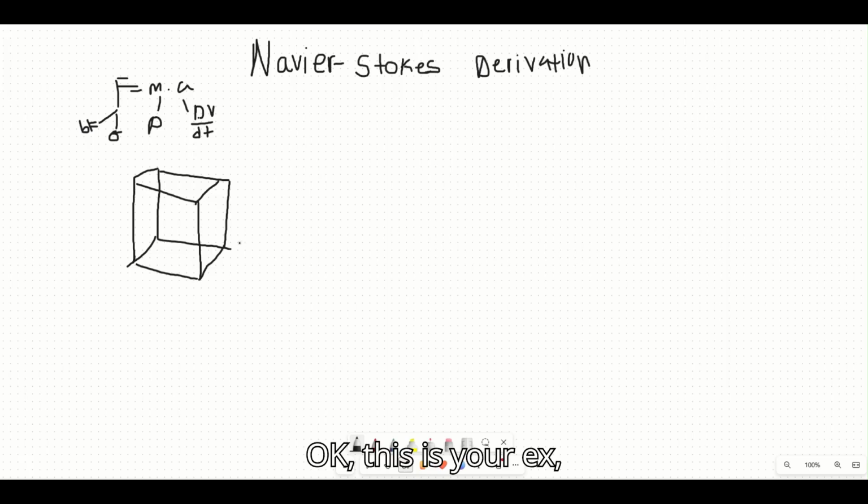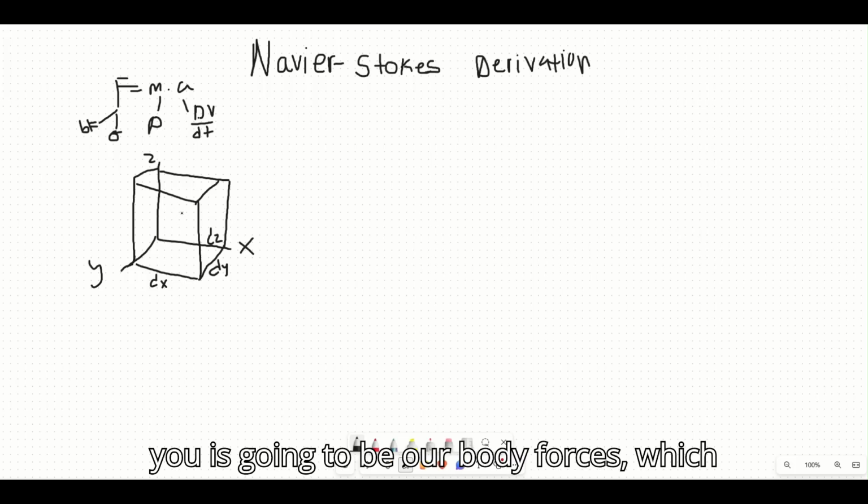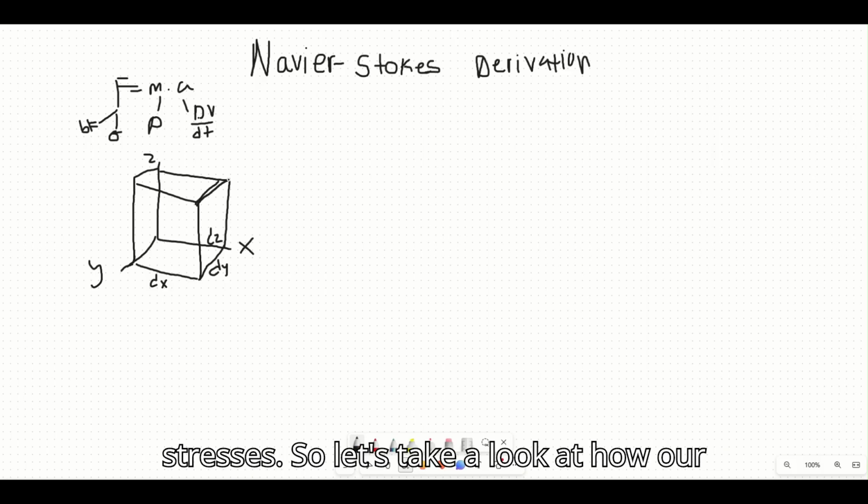Okay, this is your x, this is your y, and this is your z. And this cube is going to have a length of dy, a width of dx, and a height of dz. So our forces that are going to be acting on here are our body forces, which could be like gravity, as well as our stresses. So let's take a look at how our stresses are going to look.